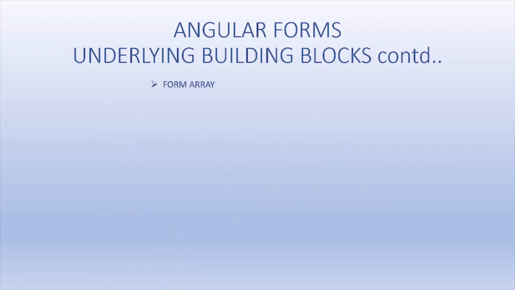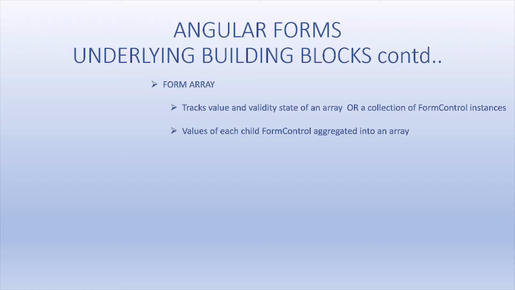The next building block is the form array. And the form array, by its very name, suggests that it would allow us to track the value and validity state of an array or a collection of form control instances. Right? The values of each child form control in the form array would be aggregated into an array. And because this is an array, we could use properties like length. The controls could also be used as properties just as in form group.